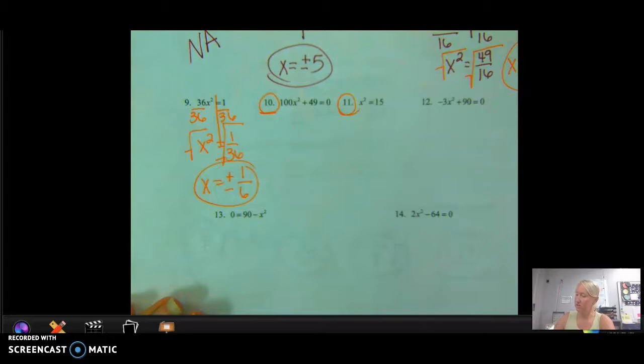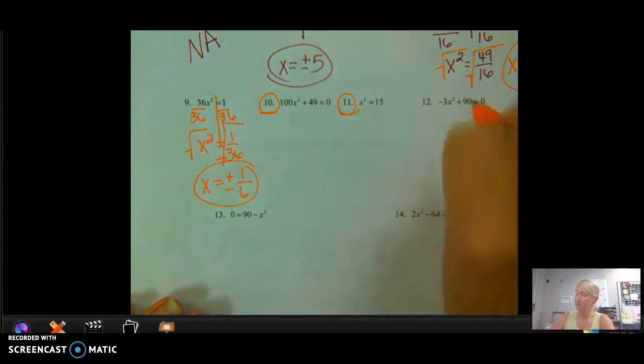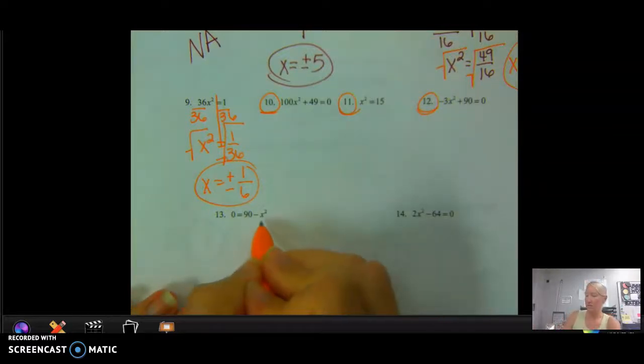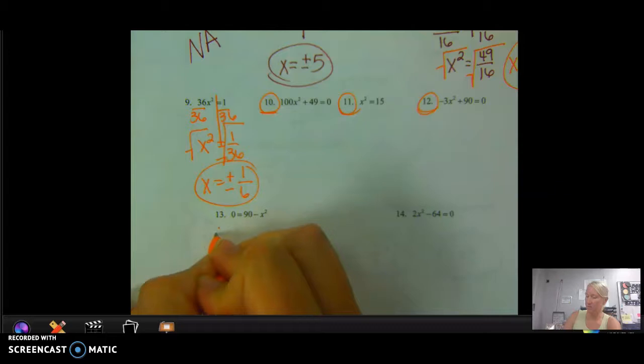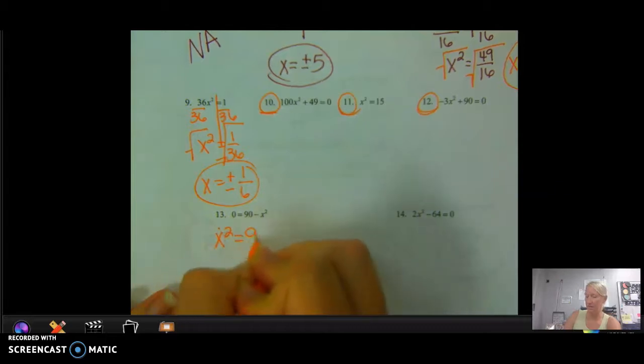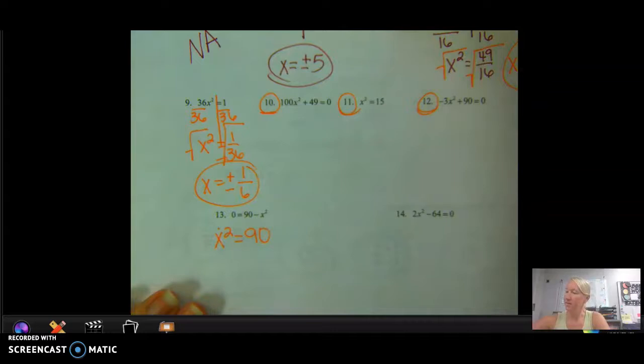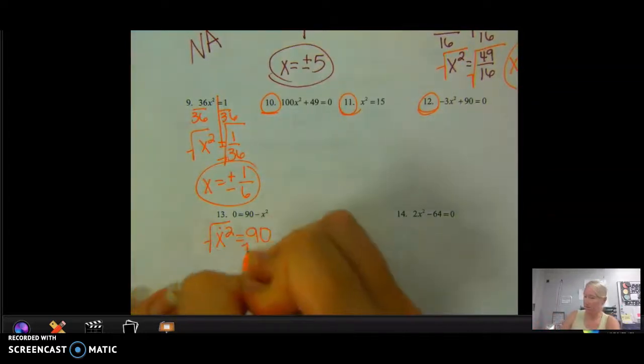11, circle. 12, circle. Let's do 13 together. I want to get x squared by itself. I want to move it to this side actually though. So I'm going to add x squared to both sides, so I get x squared equals 90, which is nice because now I have a positive number. All right. To get x squared down to just x, I square root it.